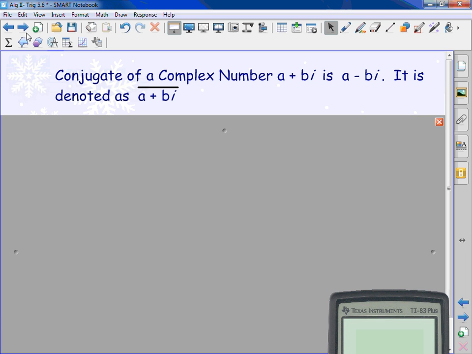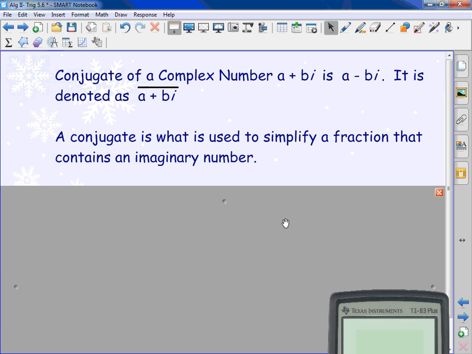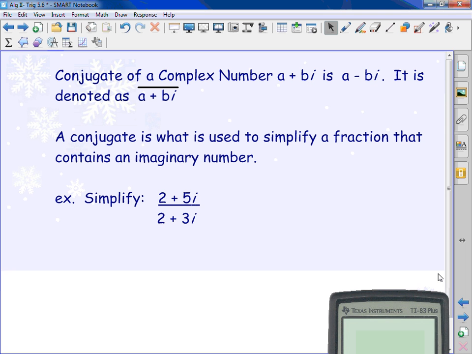The conjugate of a complex number a plus bi is a minus bi. It is denoted as a plus bi with a line over top. The conjugate is used to simplify a fraction that contains an imaginary number. So, for example, we have 2 plus 5i over 2 plus 3i.